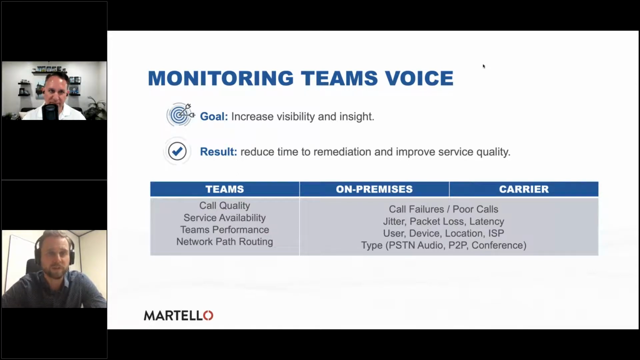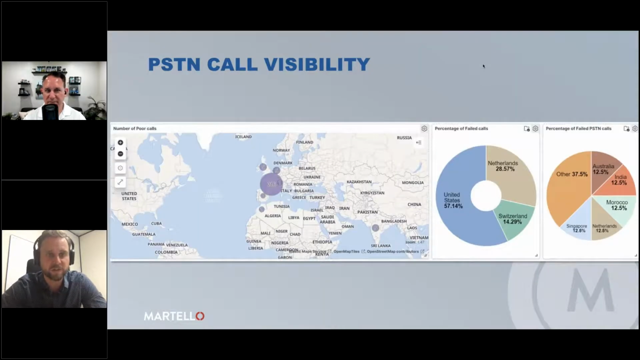what does call quality look like across the organization? That's going to give us the idea of this service availability that you just talked about. And here's a screenshot that we have included that shows what we're able to do with the Martello solution to give you that top level picture. What's going on in the organization? Where are my hotspots? Where should I prioritize my efforts?